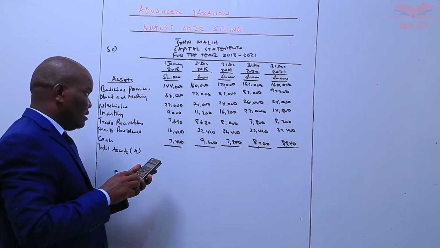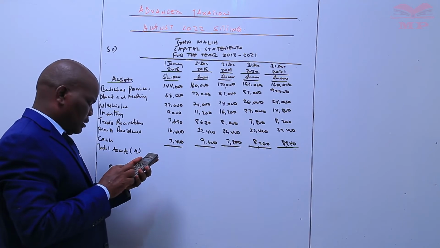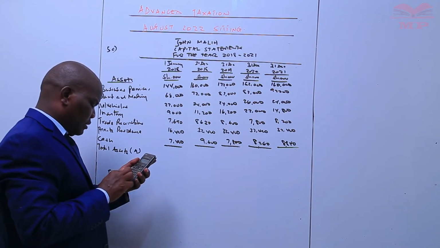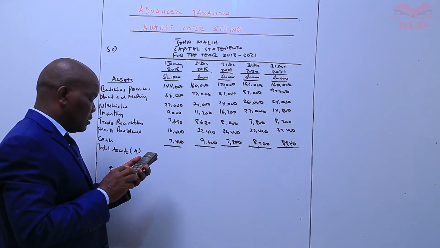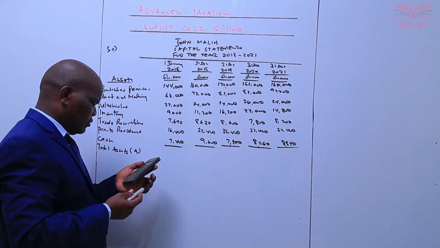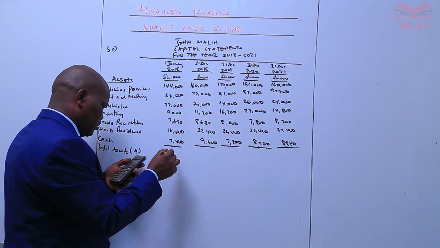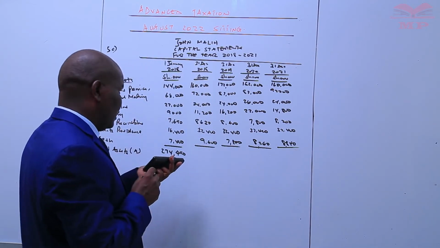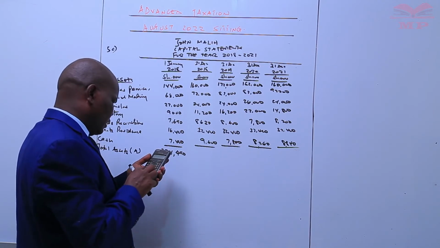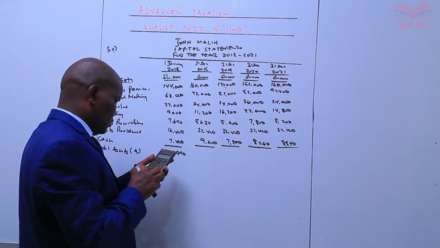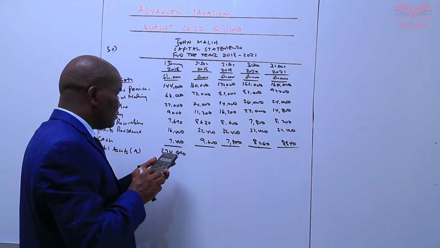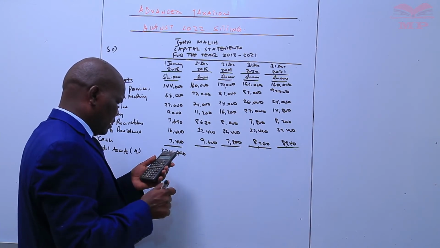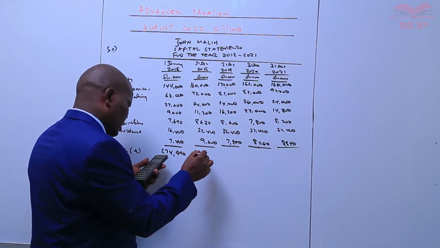For 2018 January, we have 144 plus 68,000, 22,000, 9,000, 7,690, 16,400, and 7,400. I'm getting 274,490. You can do it with me so that you confirm. Yes, 274,490. 2018 December: 160,000, 72, 24, 11,200, 8,630, 32,400, and 9,600. I'm getting 317,830.